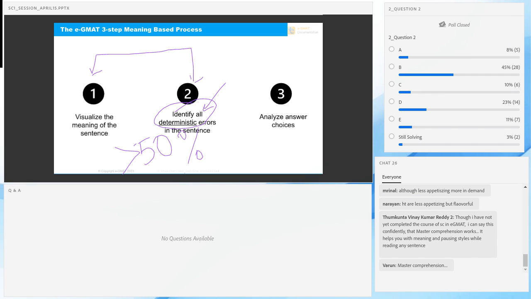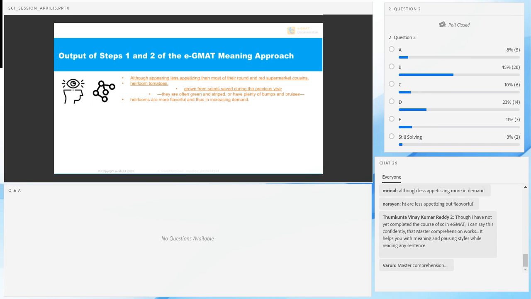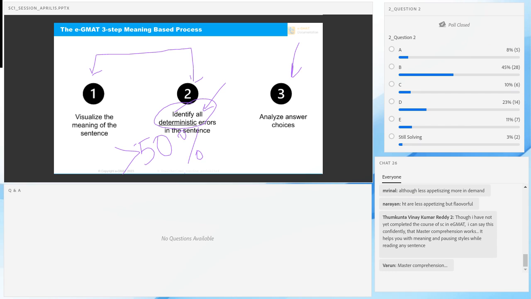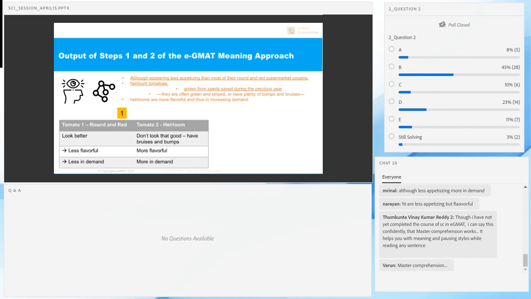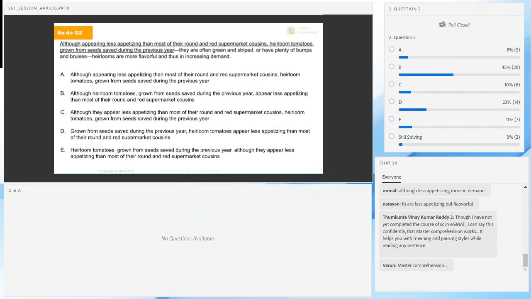Now, what are the deterministic errors? All deterministic errors have been covered in the e-GMAT course in progressively increasing difficulty order. So you first have subject verb, then pronouns, then verbs, then modifiers. In modifiers also you go in that progressive difficulty order, then parallelism, then comparison. Now once you have this framework from the original choice, that's when you come to analyzing the answer choices. So let's look at the answer choices now, but before that, let's take a look at what it is that you guys selected. Choice B is the correct answer, which less than 50% of the class selected.